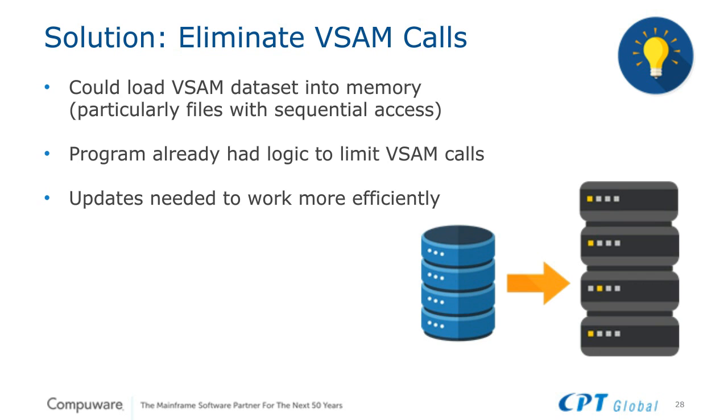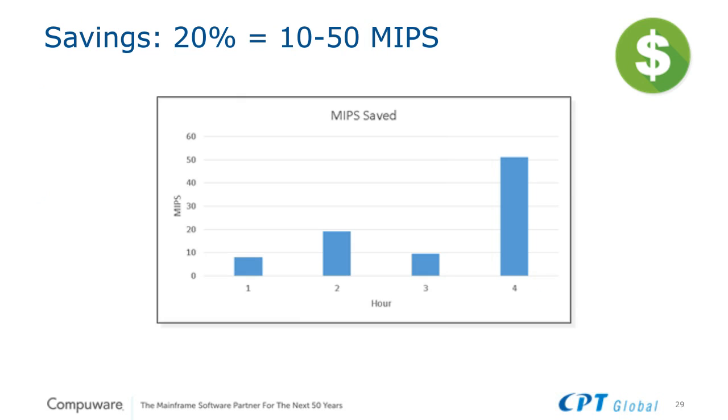You could try and avoid the VSAM, and you could see that there weren't a lot of records, so you could probably load those into memory and do it that way. Particularly, I think one of the datasets was only sequential access, so that's a classic case to load it into a table in COBOL and just do the sequential access there. In this example, the customer had already put in logic to avoid VSAM calls, but it just needed some tweaking and tuning up. So we re-looked at that code and improved it to avoid VSAM calls. As you saw, there aren't many records but a lot of VSAM calls, so by eliminating them, we saved that CPU. What sort of savings? 20%, 10 to 50 MIPS, which is a nice saving, again, for some small programming changes.